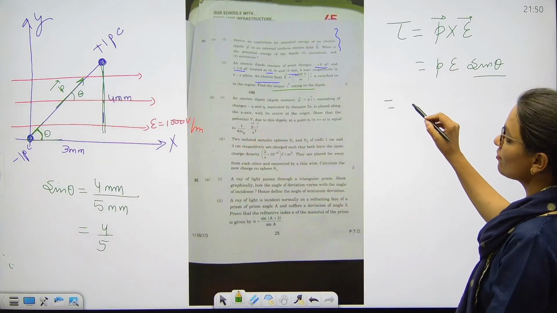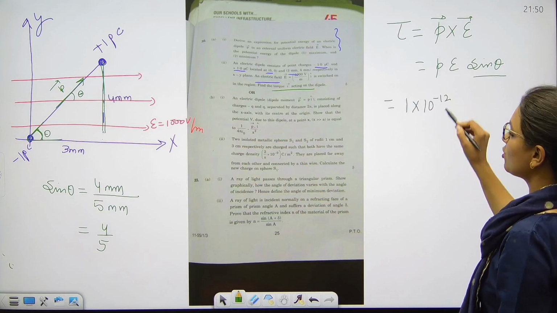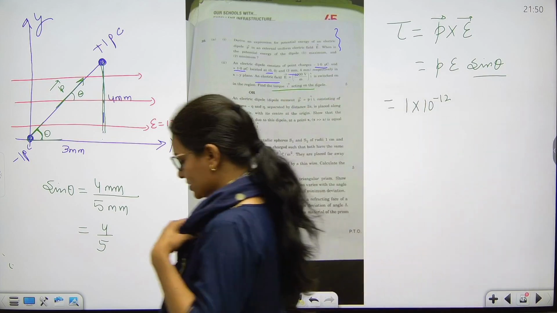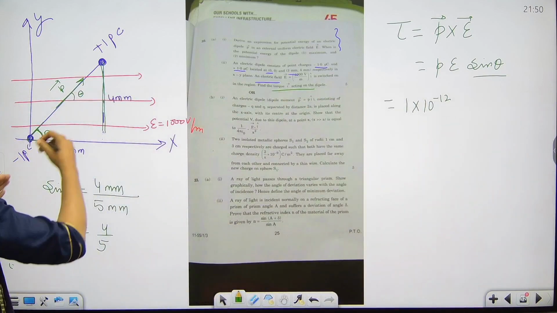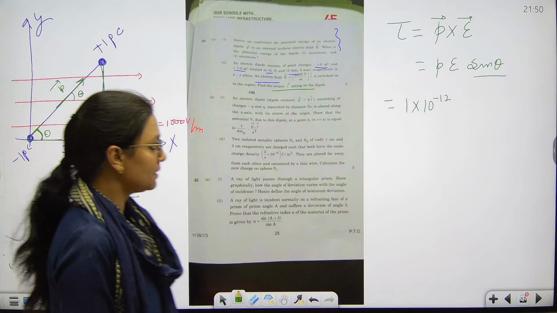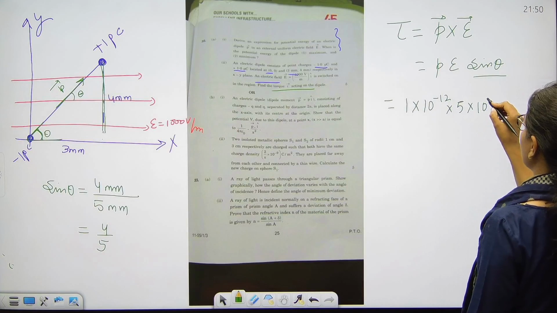This will be either of the charge. Charge is 1 into 10 with the power minus 12. Pico means minus 12. Into the distance between the two charges. What is the distance between the two charges? This value is 5 millimeter, means 5 into 10 with the power minus 3.